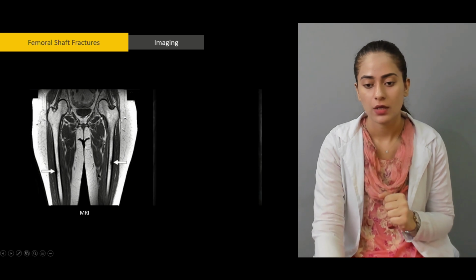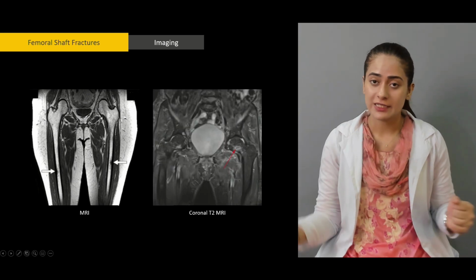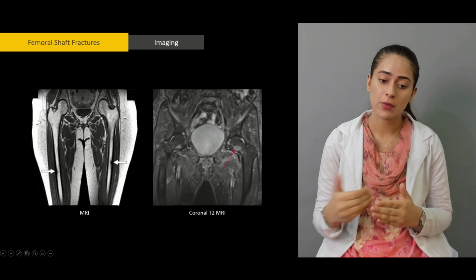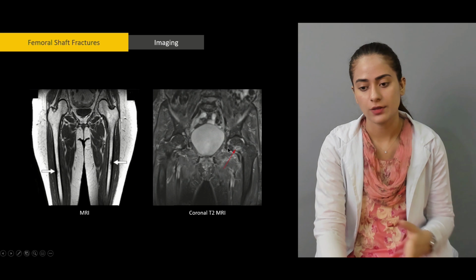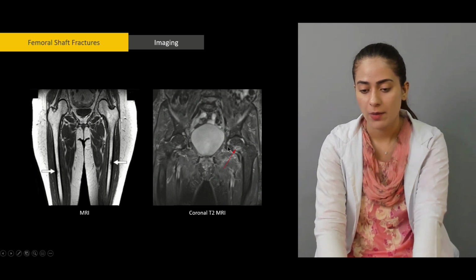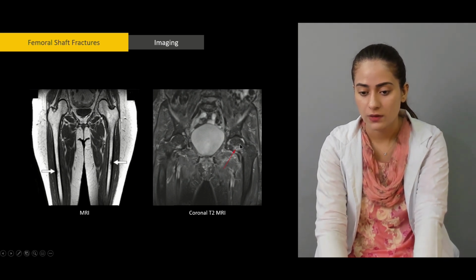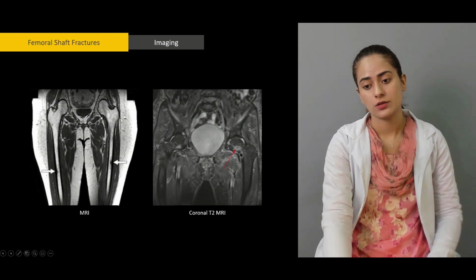Now this is a T2 coronal MRI. Again, cortical bone is darker, so it's a T2 MRI. So what happens? What is visible here are these changes.